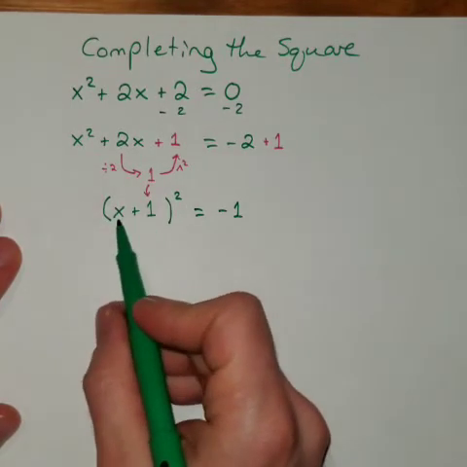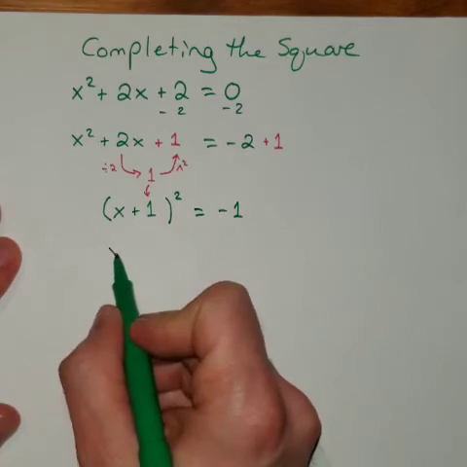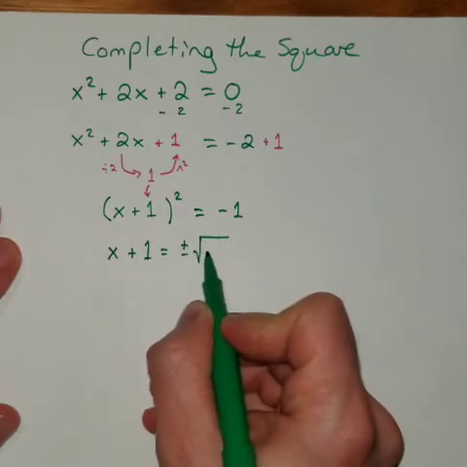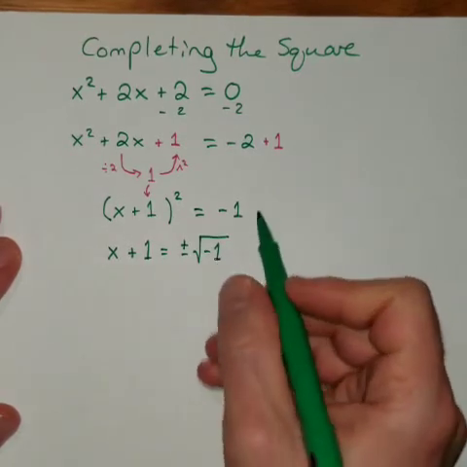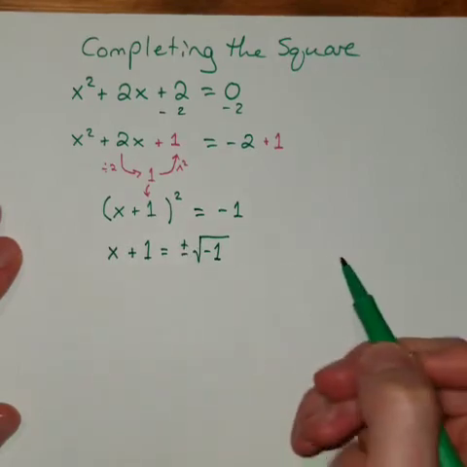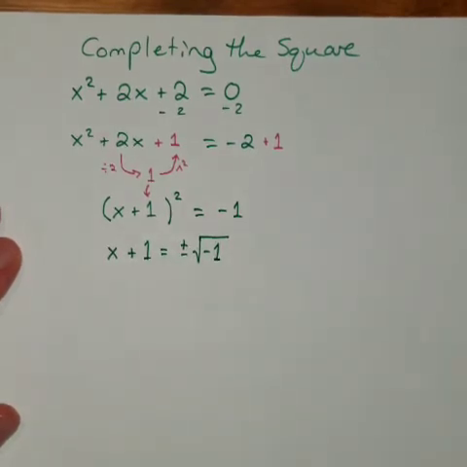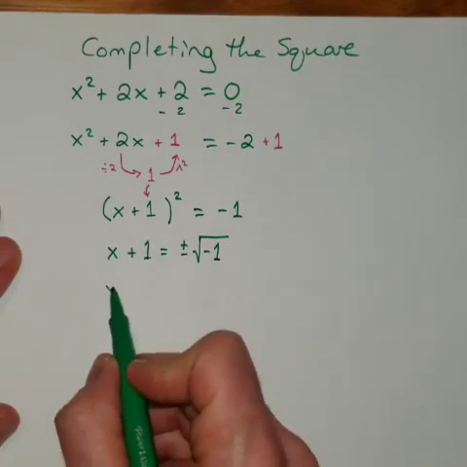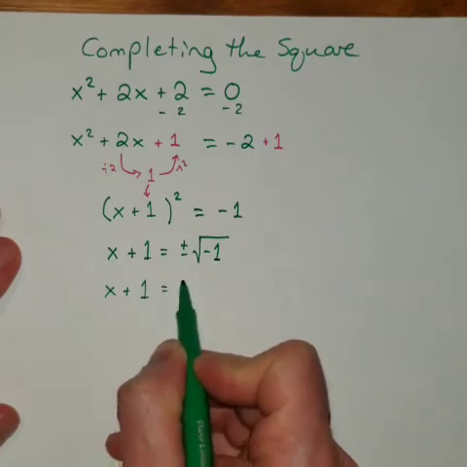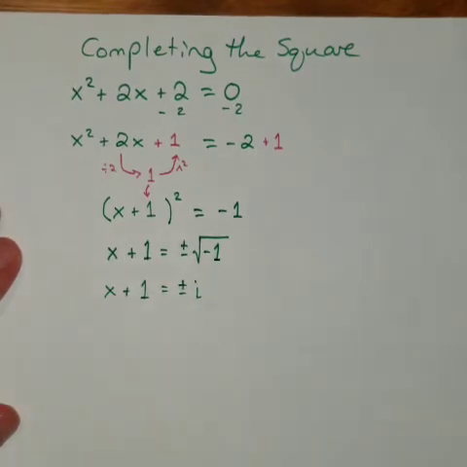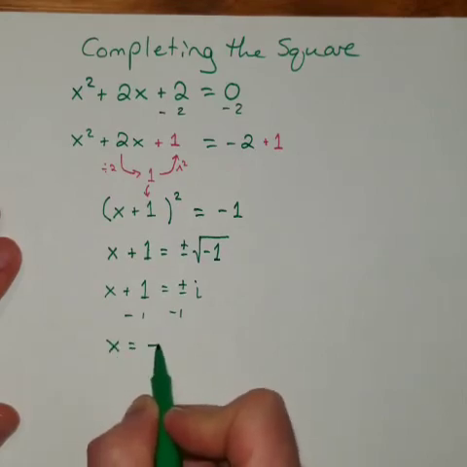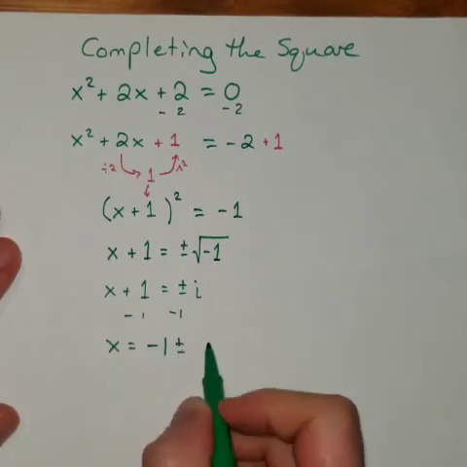The square root property, or taking the square root of both sides, is going to end up with x plus 1 equals plus or minus the square root of negative 1. Right? So I have to take the square root of the right side, and add the plus or minus to it. Well, you guys hopefully recognize what the square root of negative 1 is. It's i, right? So this is x plus 1 equals plus or minus i. It's the imaginary unit. And of course, if I subtract the 1 from both sides, I get x equals negative 1 plus or minus i.